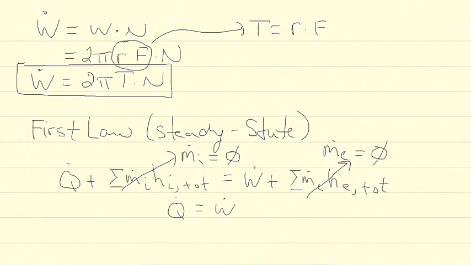And so we have, in fact, two work transfer terms. Our first work transfer term is, of course, the electric work, or the electric power. So this is W dot electric.